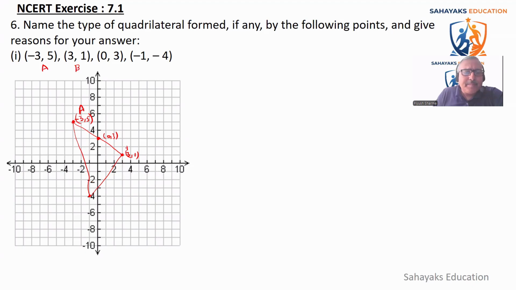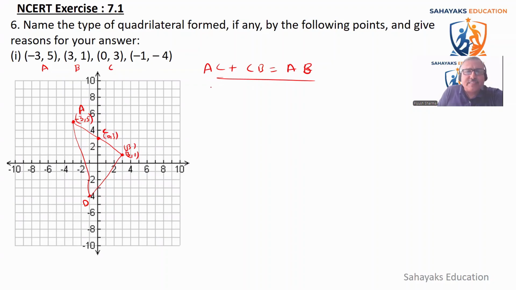And this point, 0, is C. And this point is D. See, if we are able to prove that AC plus CB is equal to AB, that means these three lines are collinear, so it will not even make a quadrilateral. So we can directly prove it.